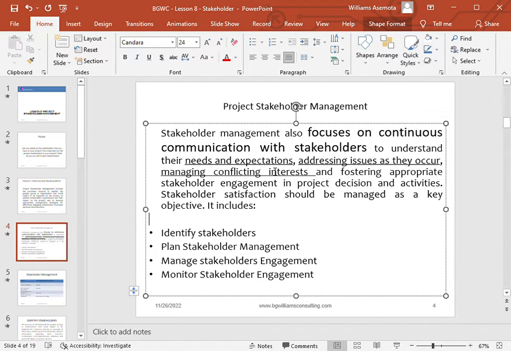So you can see that you may have a project that has to do with three different companies together. For each of those companies, you must understand their needs and expectations. Who are the key people in those organizations? Who are the major principal officers? You must know them, addressing issues as they occur. So all these are the reasons why there must be continuous communication with those stakeholders.